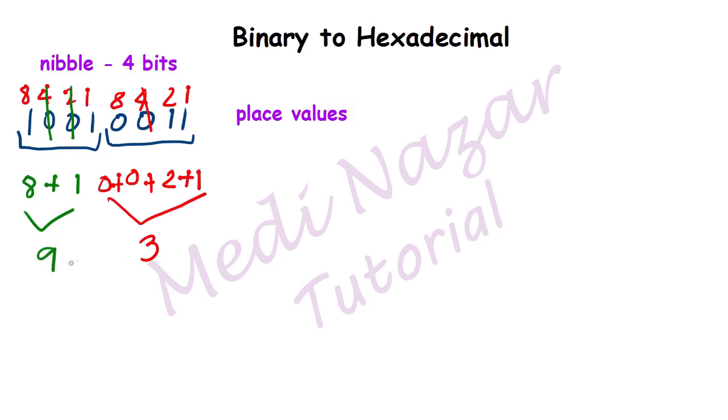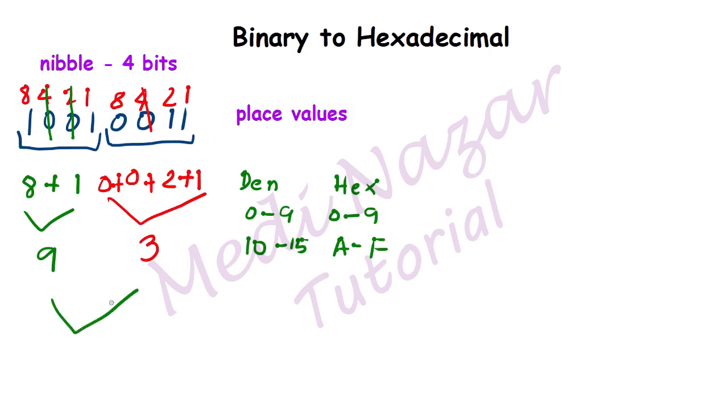Actually, these digits are in denary, but then denary 0 to 9 is the same as hex 0 to 9. But denary 10 to 15 is actually A to F. It means that the hexadecimal equivalent of this binary number will be 93. And then we can use this notation to indicate that this number is base 16 or hexadecimal.